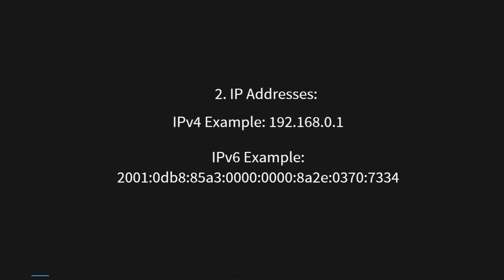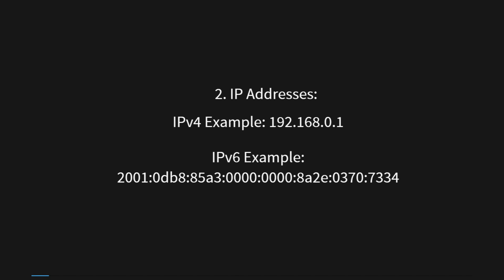IPv4 addresses are currently more prevalent in use, and they are represented as 4 sets of decimal numbers separated by periods, such as 192.168.0.1. However, the rapid growth of the Internet and connected devices has led to the exhaustion of available IPv4 addresses. To address this, IPv6 was introduced, providing an incredibly vast pool of unique addresses.